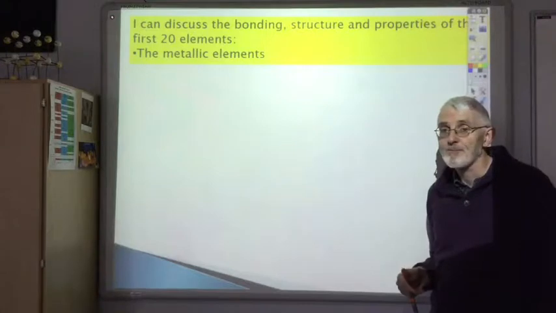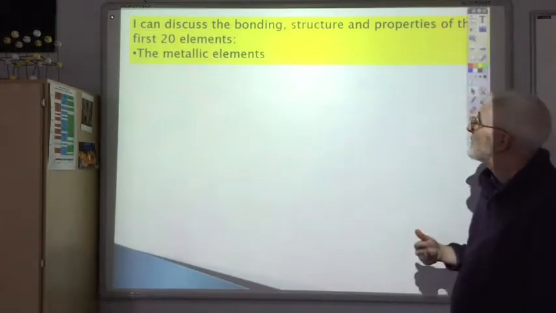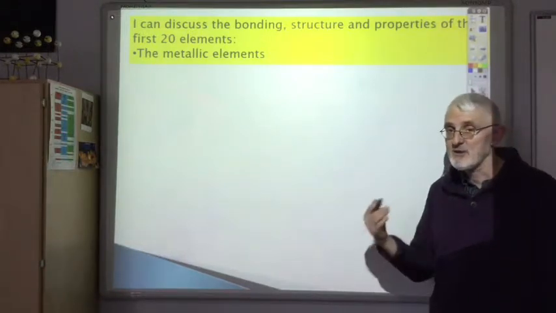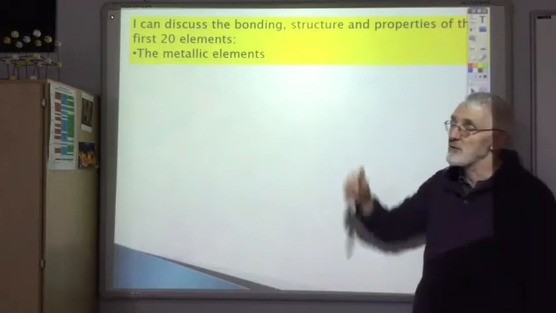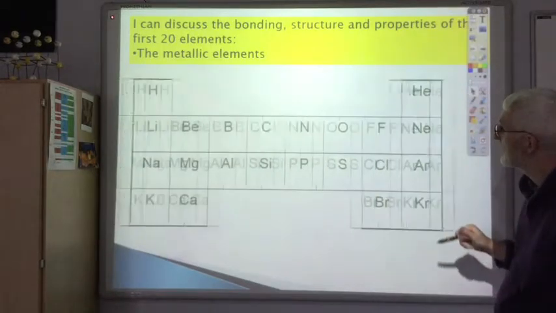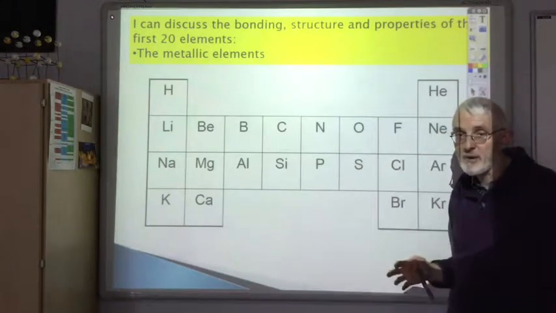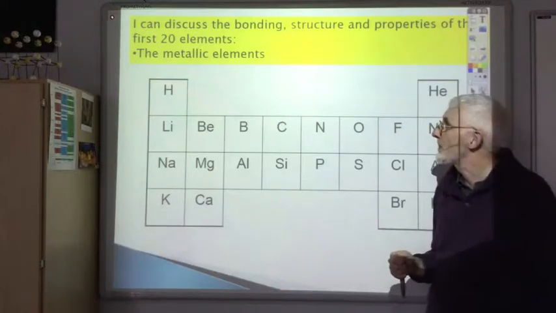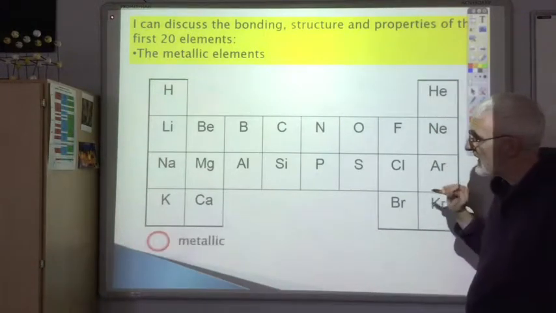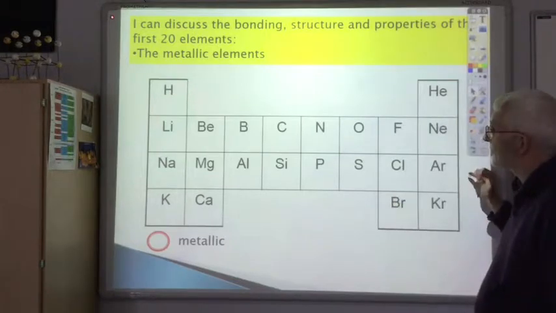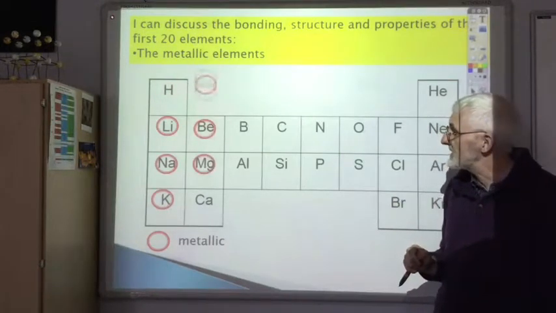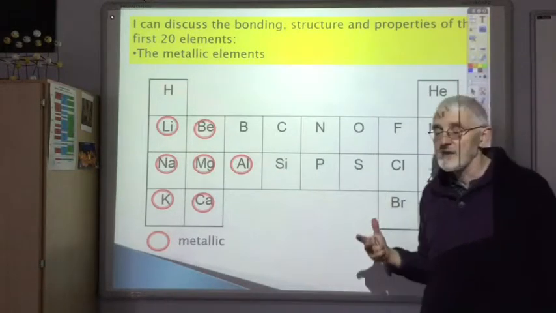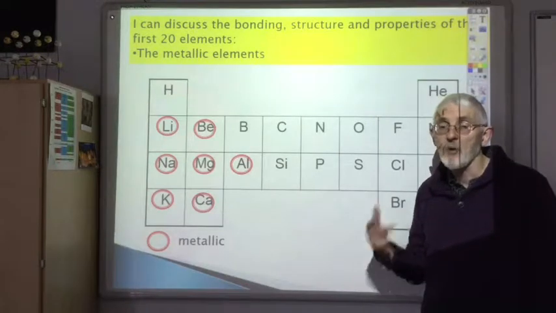Right, so the bulk of this section was about knowing the bonding structure and properties of the first 20 elements. So we're going to split it up into 4 different groups. First, we're going to look at the metallic elements. So here's a wee clipping of the periodic table showing the first 20 elements plus bromine and krypton. So we'll circle in red the metallic elements, and they are lithium, sodium, potassium, beryllium, magnesium, calcium and aluminium. So all 7 of these elements have basically the same bonding and structure.